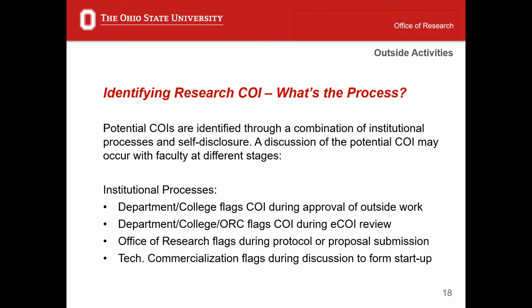That gets us to the next slide here, which is about the different institutional processes and self-disclosure processes we have at OSU. So again, it's a matter of the units flagging these potential conflicts, and then the Office of Research and the protocols and proposal checks identifying whether there's overlap. We also get referrals of potential conflicts from tech commercialization when a faculty member is talking about forming a startup, and we'll have the discussion about conflicts with them at that stage.